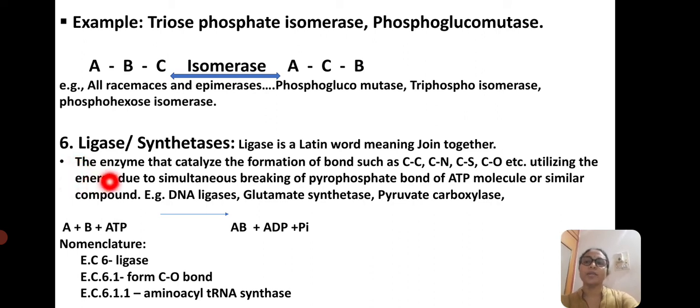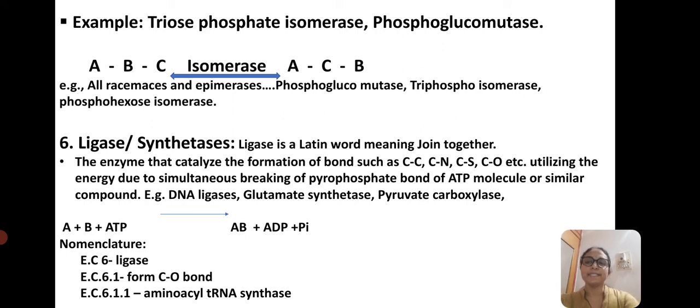Here the enzyme catalyzes the formation of bonds, such as carbon-carbon, carbon-nitrogen, carbon-sulfur, carbon-oxygen, etc., utilizing the energy which is simultaneously obtained by breakdown of the pyrophosphate bond from the ATP molecule or any other compound like FAD, or any other cofactor that can be involved. Examples: DNA ligases, glutamate synthetases, pyruvate carboxylases, etc. So here you can see, sorry for that, the arrow has gone a little higher. So here A plus B plus ATP will give AB plus ADP plus Pi. So A and B, two different substrates, are joined together with the help of the ligases.